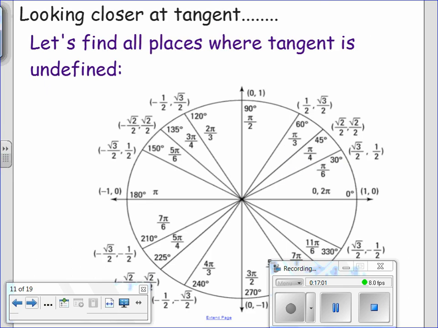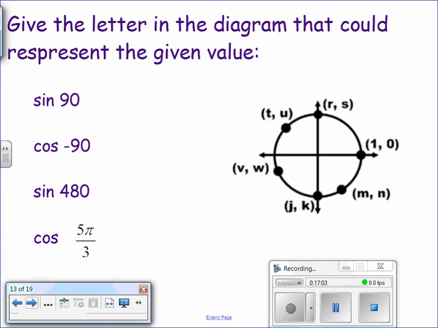I want to do the one with the letters real quick, and then we'll hit up tangents again. These letter ones I always find to be really fun. You're just going to answer with a single letter. So sine 90. Look at 90. What letter would be sine? That makes sense? Cosine negative 90. Let's go to negative 90. Where would it be? Probably about here. What letter would be cosine?